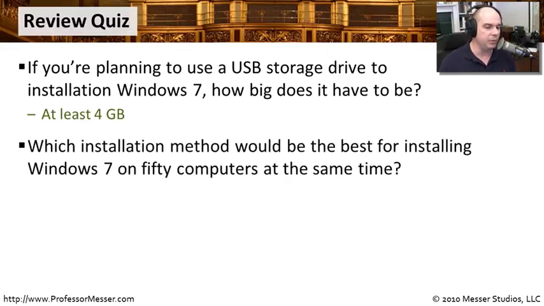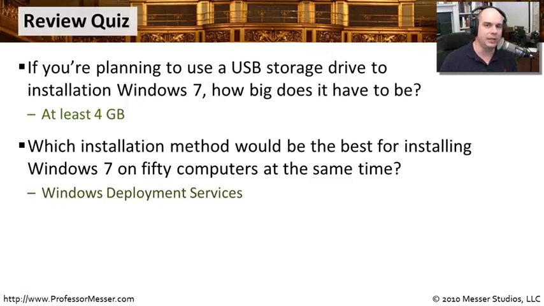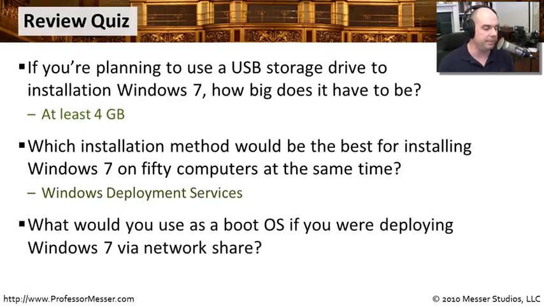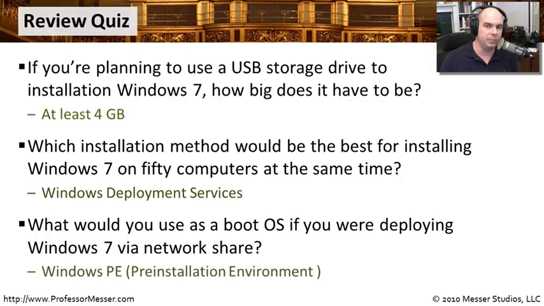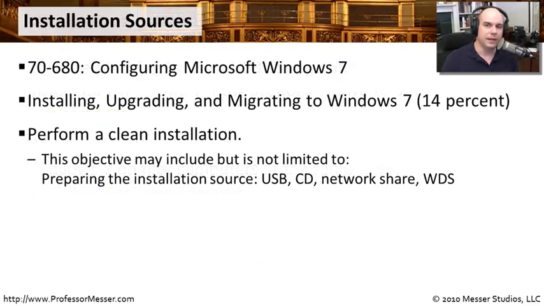Which installation method would be the best for installing Windows 7 on 50 computers at exactly the same time? We were just looking at that. We were using Windows Deployment Services to be the best method for really scaling and doing multiple devices all at the same time. And the last question is, what would you use as a boot operating system if you were deploying Windows 7 via a network share? Well, in that particular case, you would need to build and have available a Windows pre-installation environment, which we always call Windows PE.